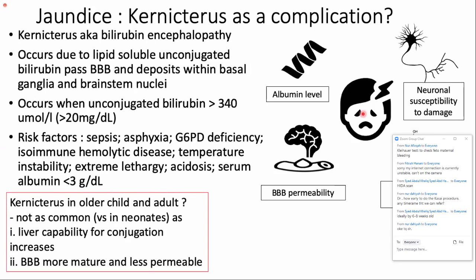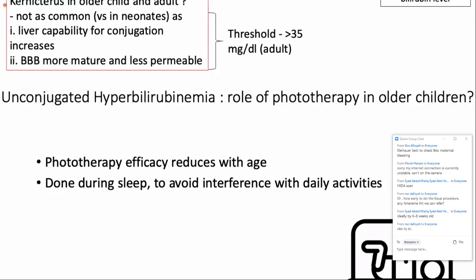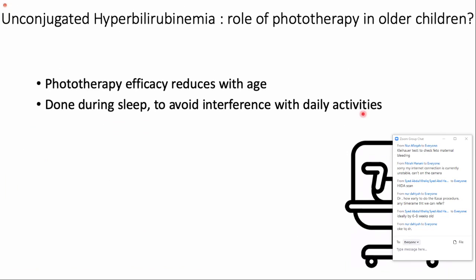Kernicterus in older children and adults is not as common, as mentioned before, mainly because of two reasons. In adults and older children, the liver is more mature for the conjugation process, and the BBB is more mature and less leaky as compared to neonates. The threshold in the Harrison textbook is actually more than 35 mg per deciliter in order to develop bilirubin encephalopathy.